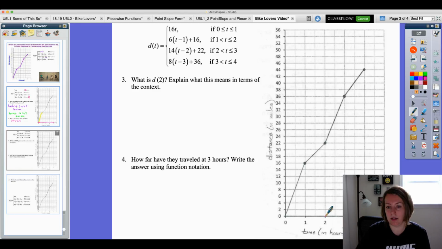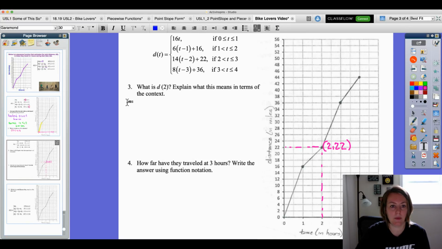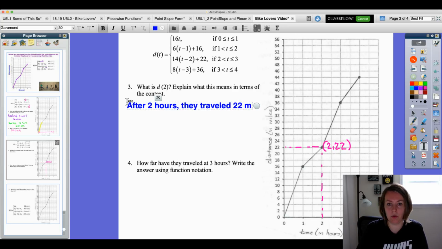Well, that's going to relate to 22. So 2 and 22 is my point right here. So we can say at 2, after 2 hours, they traveled 22 miles.